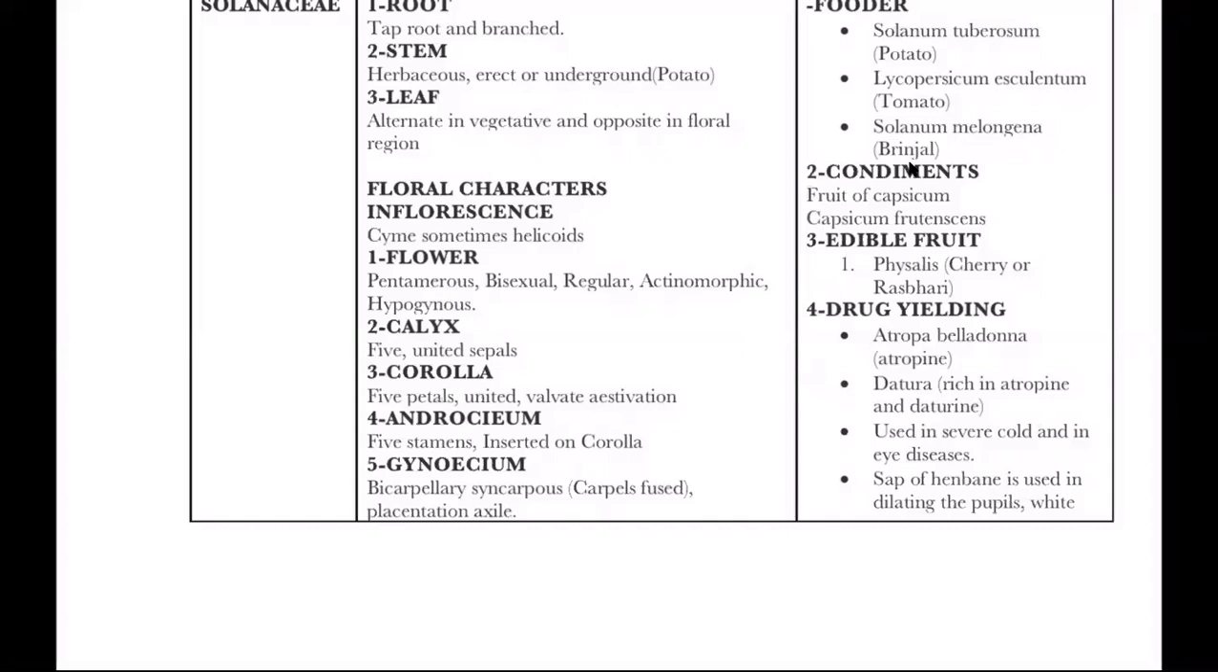Androecium 5 stamens inserted on corolla. Gynoecium bicarpellary, meaning 2 carpels. Syncarpous means fused. Placentation is axile. Okay? The fruits in this family are potato, tomato, brinjal. Please remember the names. Okay? There are many edible fruits in this.